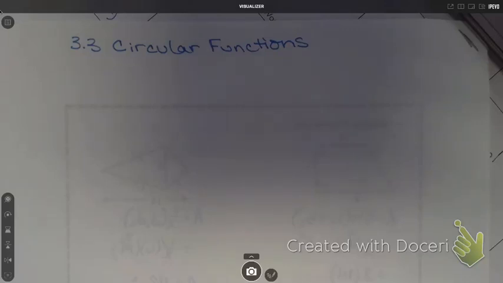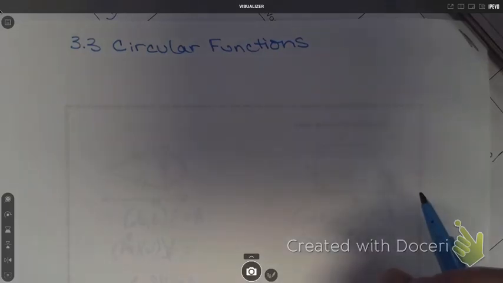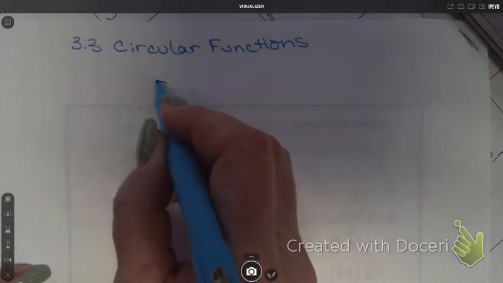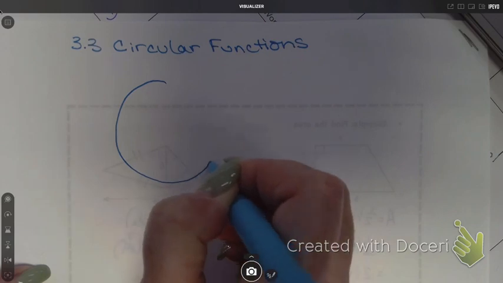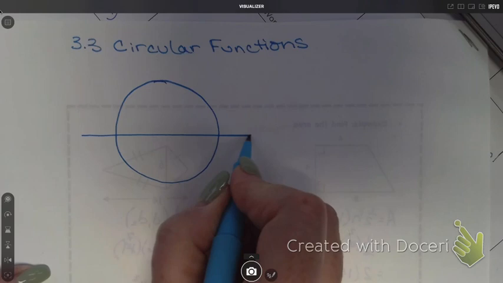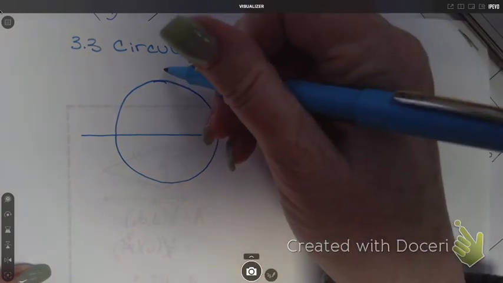Okay, so this is definition 3 of the trig functions, and it just has to do with the circular function. We've been dealing with the circular function, have we not? Yes?